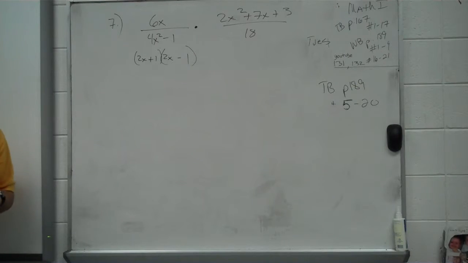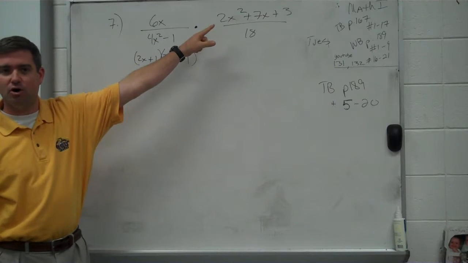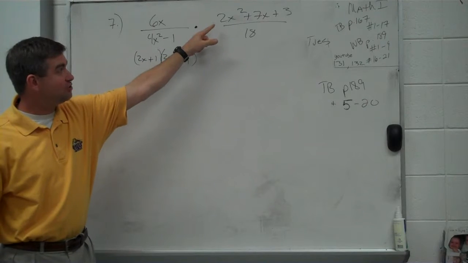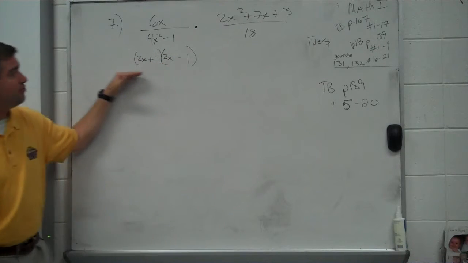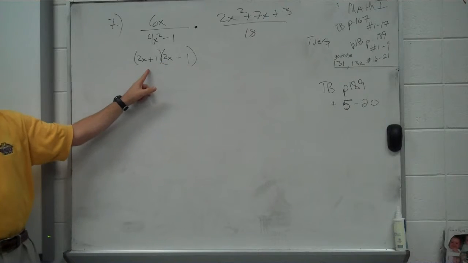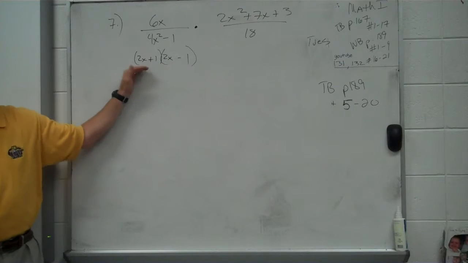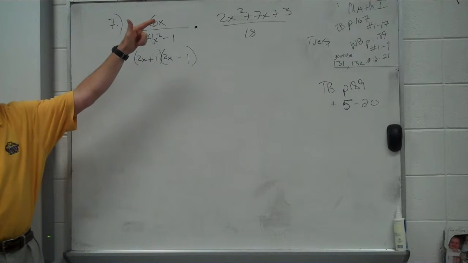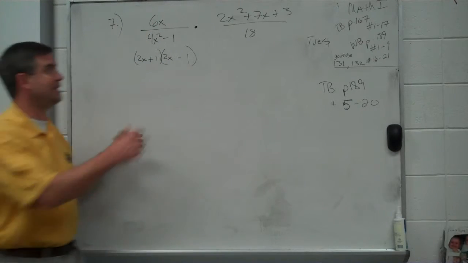Okay? Now, if I had to guess, guys, in that trinomial up there, what do you think one of the factors is going to be? It's either going to be 2x plus 1 or 2x minus 1. It's probably going to have one of these factors up there. Okay, let's see if we can make that work.